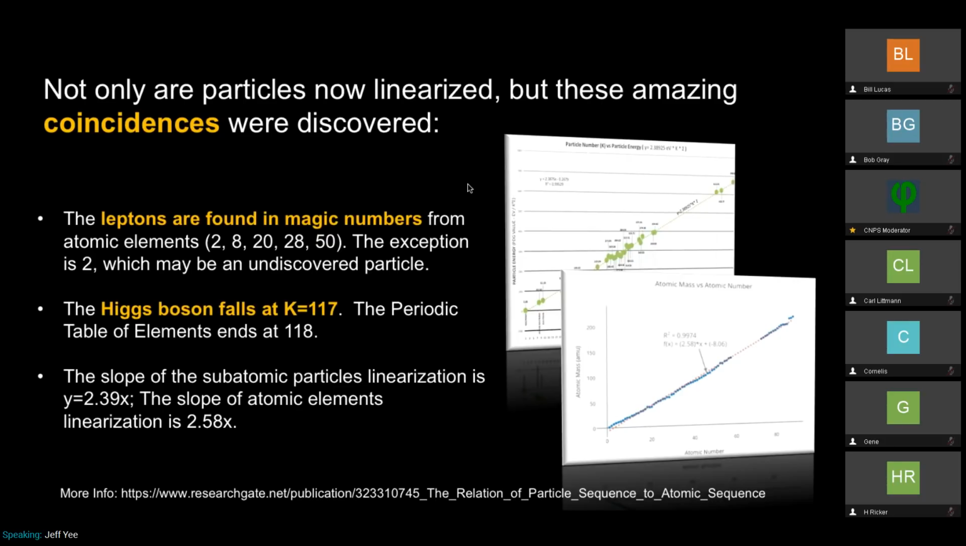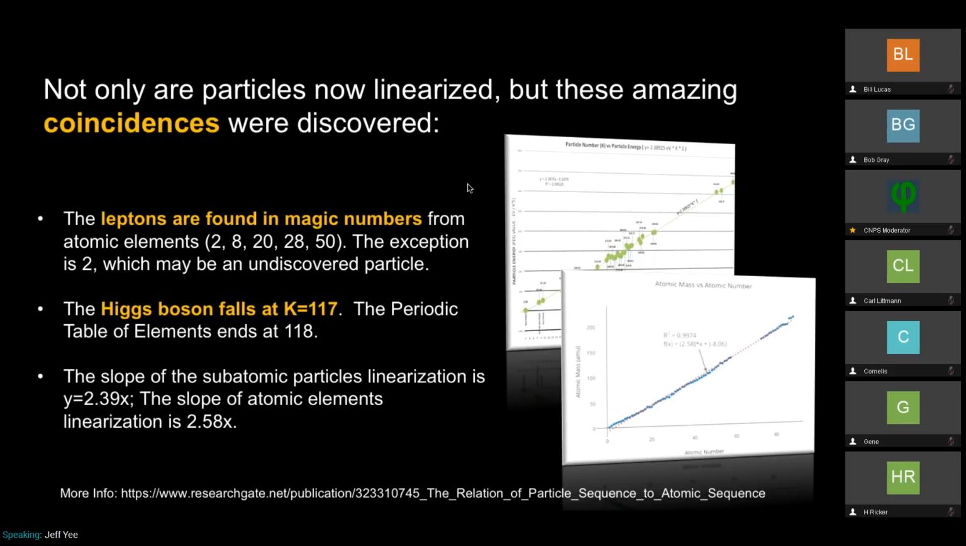And then lastly, the slopes are nearly the same. It's not quite, but in the particles one that I put together, it's about 2.4x for the slope, and for atomic elements, it's about 2.6x. So those are the coincidences that I found, and you can read more about it in the paper at the URL below.